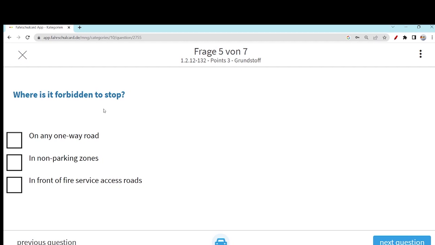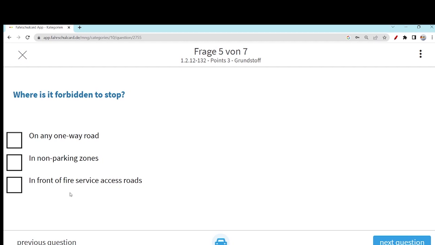Maybe you are stopping for 1 minute, 2 minutes, 3 minutes. Stopping is not parking. On any one-way road you can ideally stop, maybe for a quick task you need to do, or to take in some passenger in the car. Actually it is not forbidden to stop on any one-way road. Even in non-parking zones you are not parking, you are stopping. So in any non-parking zone you can simply stop for a quick moment, let's say for 1 minute, 2 minutes.